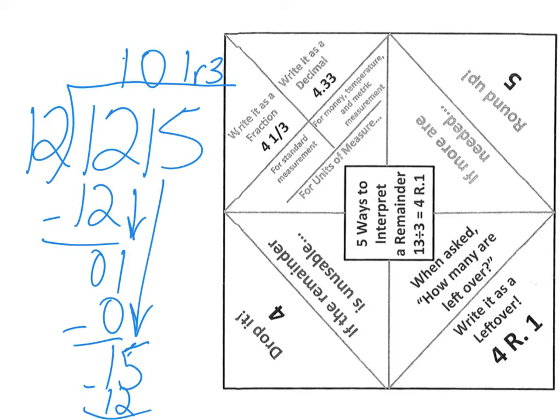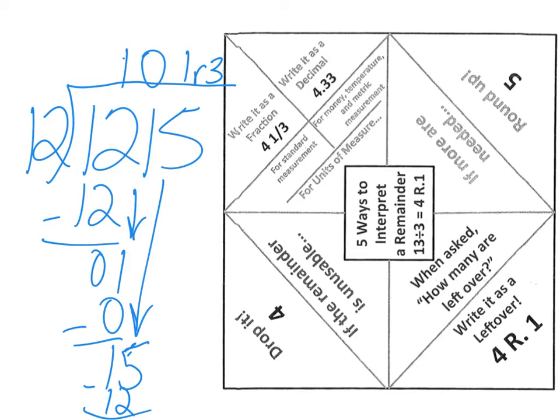If you look to the bottom right corner, it says when asked how many are left over. Sometimes that's what questions want to know: okay, how many were remaining? And so on this problem on the left, they could be asking about that 3. Again, we don't know what that 3 means because we didn't have a word problem to look at.